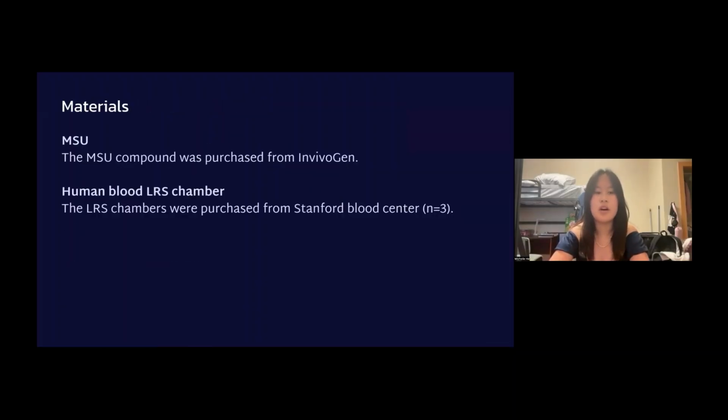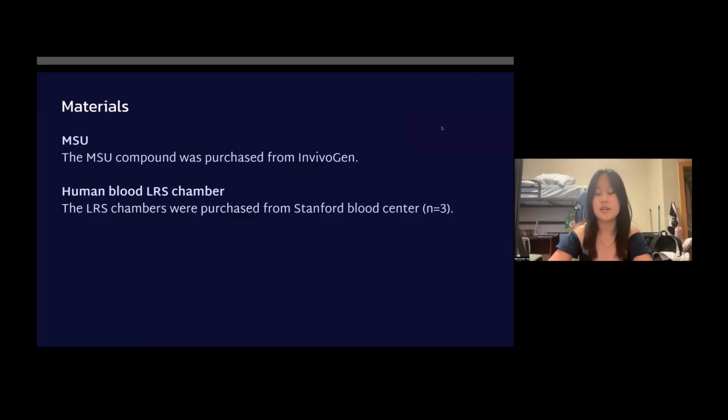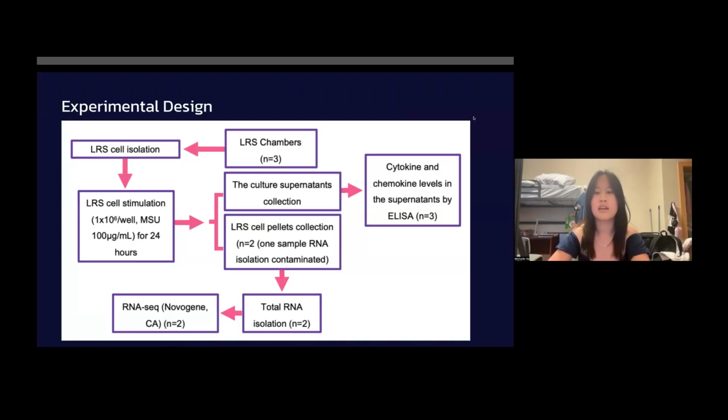I got my MSU compound from InvivoGen, and I got my LRS chambers from the Stanford Blood Center. I had 3 samples, and they were taken from 3 random patients. My design consisted of the 3 LRS chambers, where I conducted LRS cell isolation. I stimulated those with MSU for 24 hours. I collected the supernatants and also the cell pellets. However, 1 sample was contaminated when collecting the cell pellets, so I only had 2 cell pellet samples.